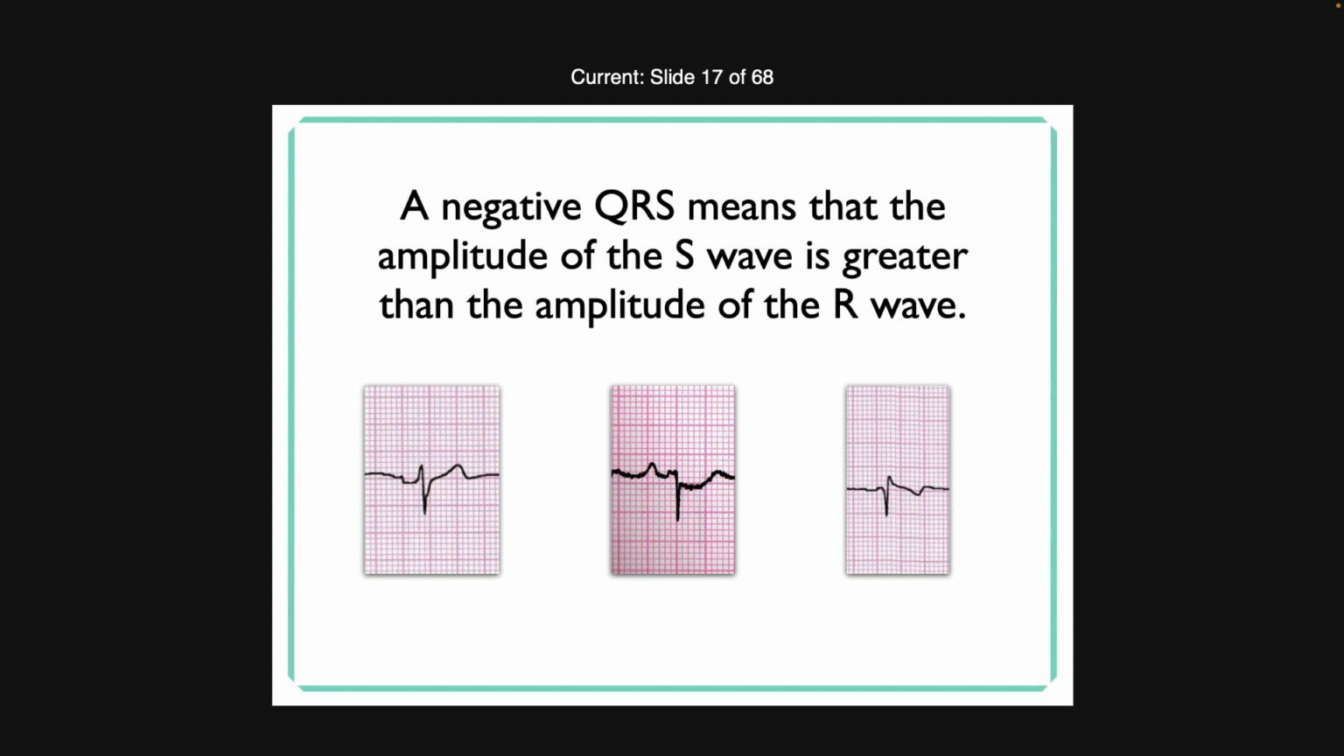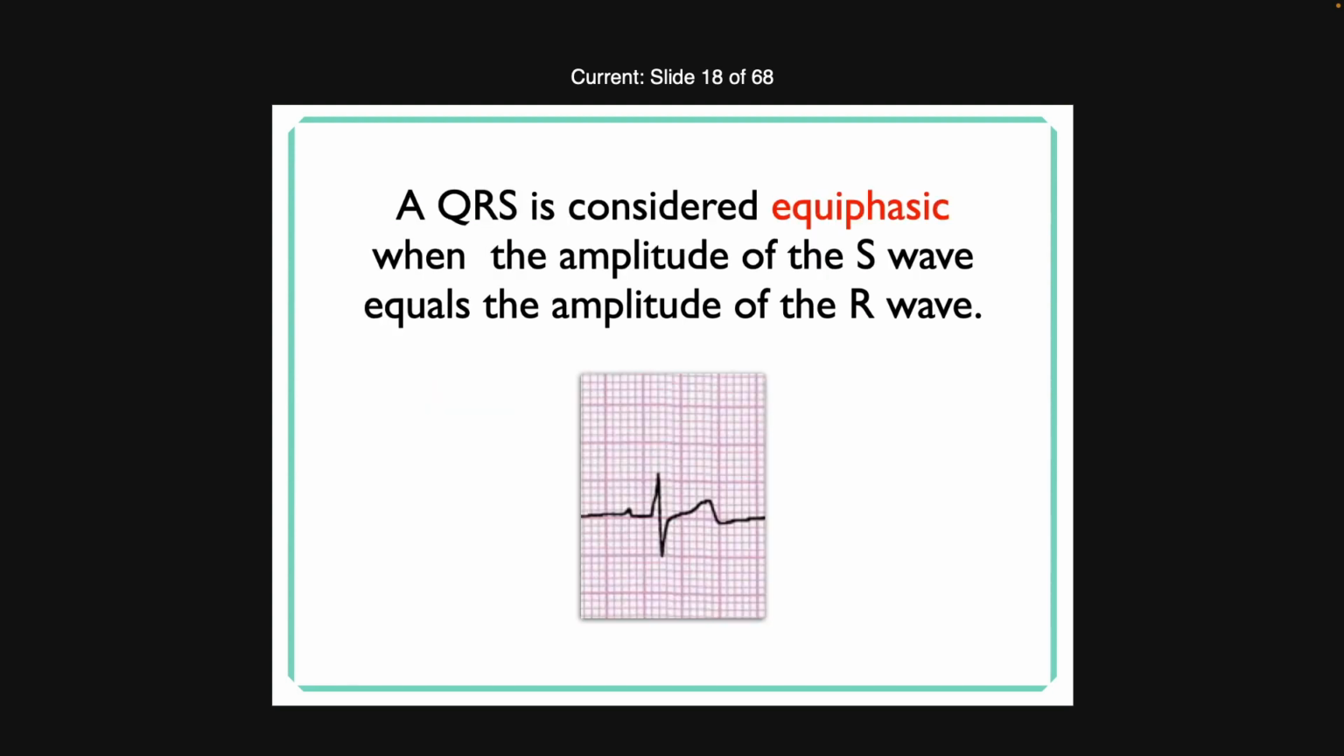Now, we're not really going to talk very much today, except for the next couple slides, about equiphasic QRSs, but I am going to go through it real quick, and then we're going to push them off the table because we don't care. A QRS complex is considered equiphasic when the amplitude of the S and the R are equal. To be honest, this is the closest one I could find, okay?